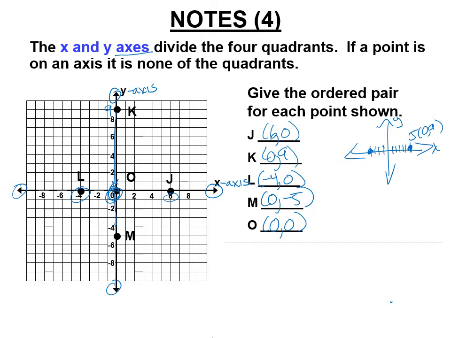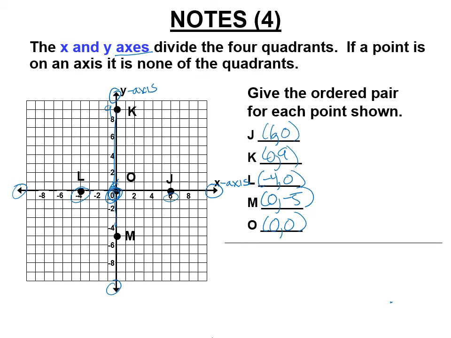I didn't go in order just because I was on the X-axis. There's L at -4, 0. And there's O at 0, 0. And then K is up there. I'm not going to finish it, but you get the idea. And that should take you less than 30 seconds, 45 seconds. You do not have to be super neat, but be able to read it.